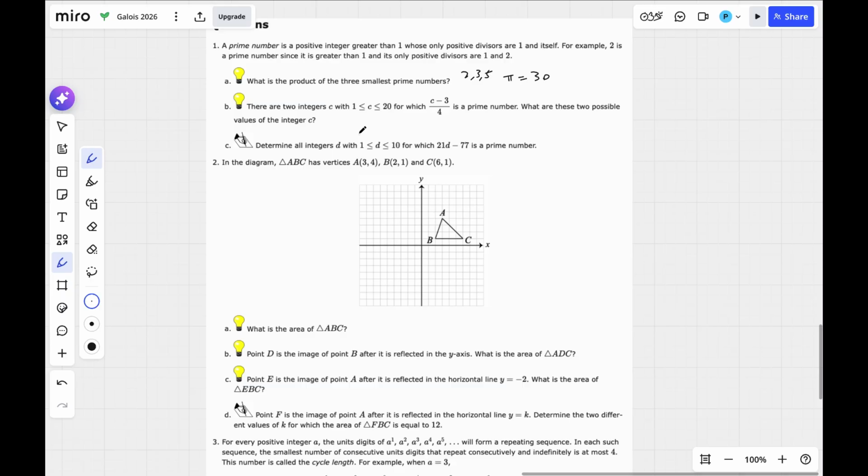Next for b, we have there are two integers c with 1 less than or equal to c less than or equal to 20, for which (c minus 3) over 4 is a prime number. What are these two possible values of the integer c? So since this is prime, which is an integer, we know that c minus 3 is a multiple of 4. So this gives us c is equal to 3, 7, 11, 15, and 19.